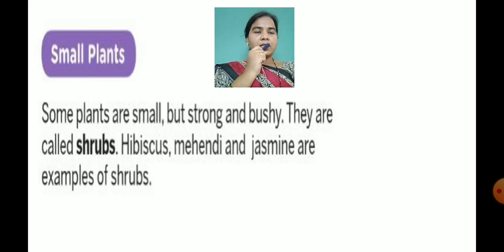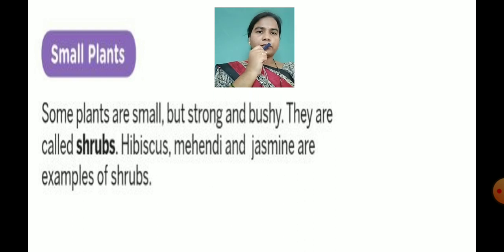Now next, small plants. We have seen big plants. Now we are looking at small plants. So children, some plants are small but strong and bushy. They are called shrubs. Hibiscus, mehndi and jasmine are examples of shrubs.